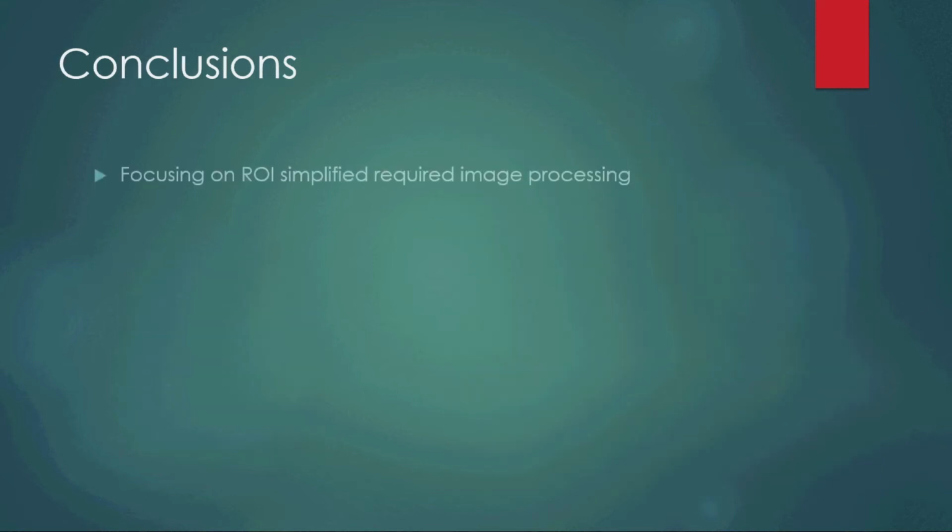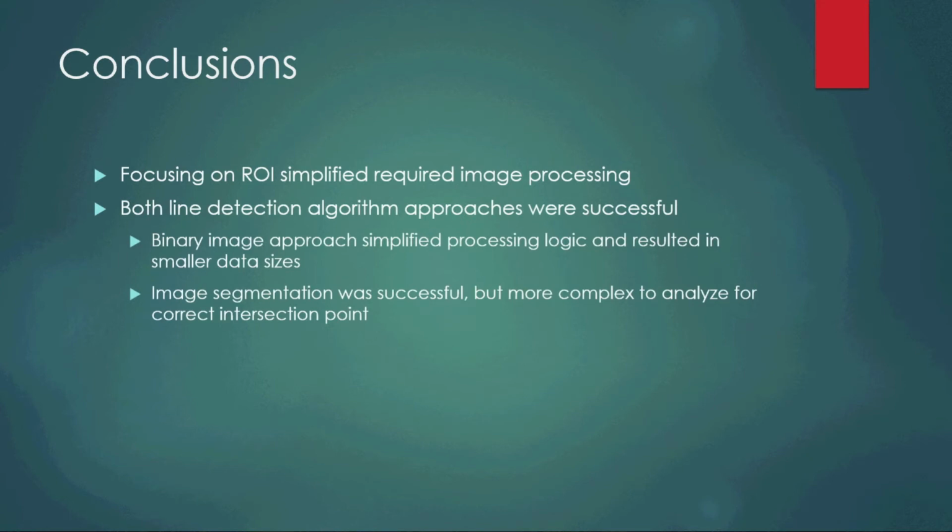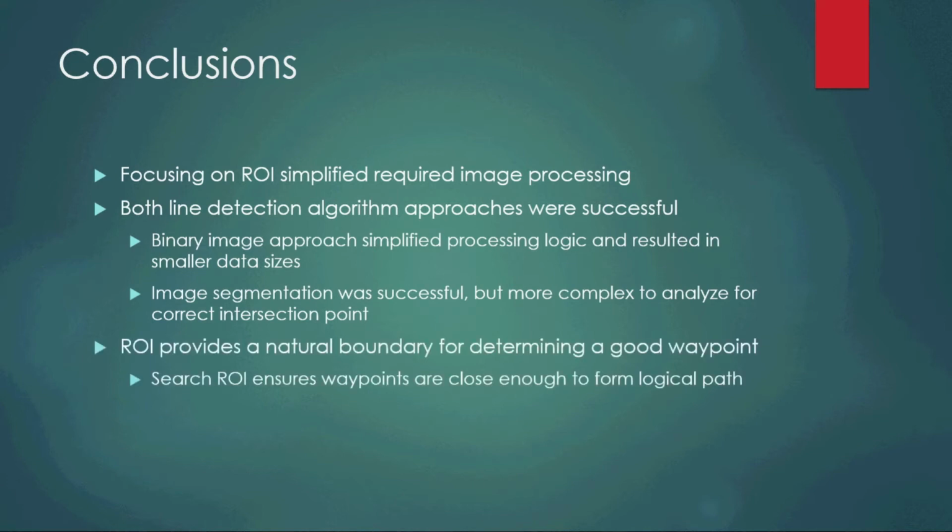So great, what does all this mean? Well, in the scope of my demo, it means it worked. But in terms of my project, focusing on the smaller ROI really helped decrease processing time and increase the effectiveness. Both line detection algorithms worked, but image segmentation, just from a coding and logic standpoint, was really much more complex to think about and to create and function correctly.